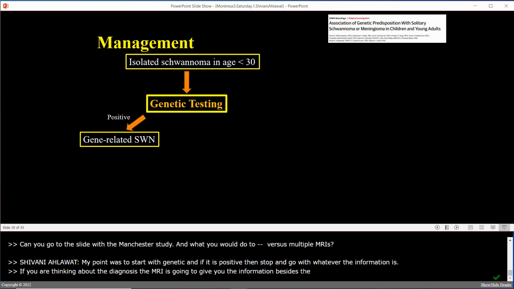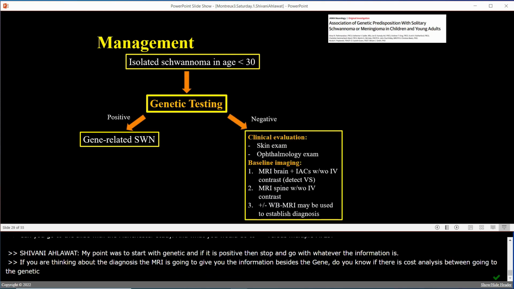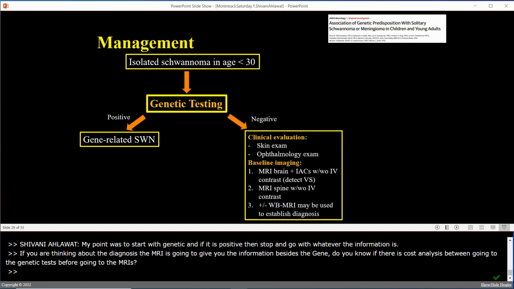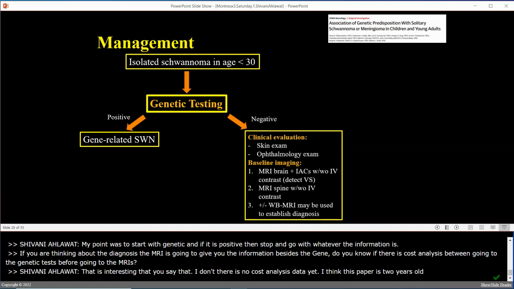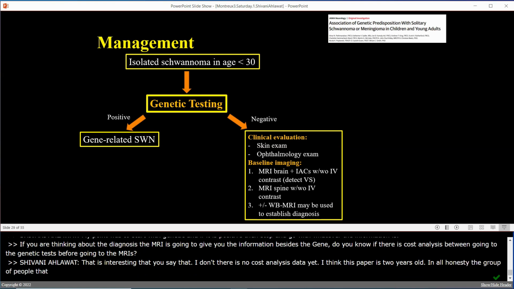Do you know if there is any cost analysis between going to genetic test before going to all those MRIs? That's really interesting that you say that. No, I don't. There's no cost analysis data as of yet. This paper is maybe 2 years old. And in all honesty, the group of people with isolated schwannoma in a young patient population only had people that were less than 25. And they found about 20% of those had genetic testing that was positive. So it's a very small population to begin with.